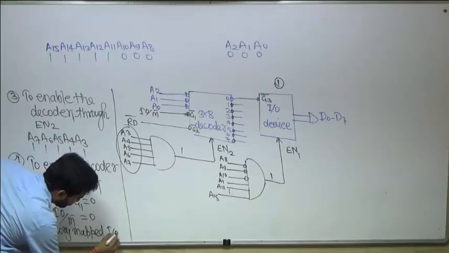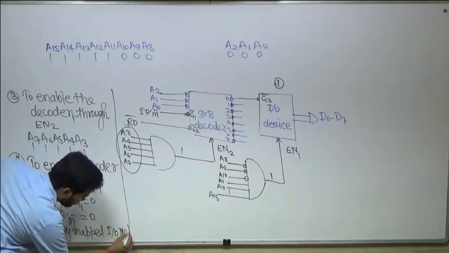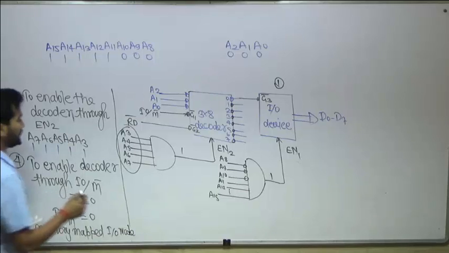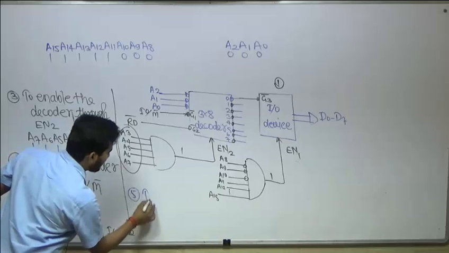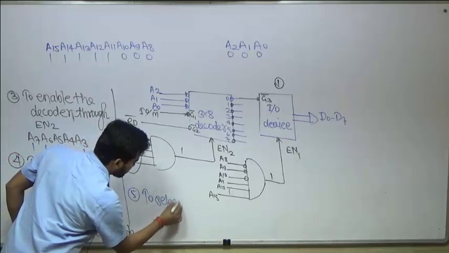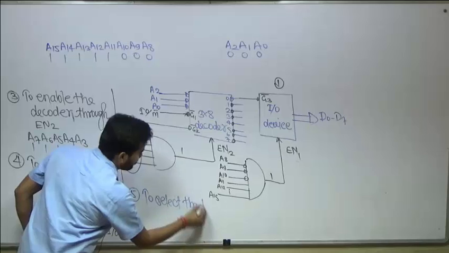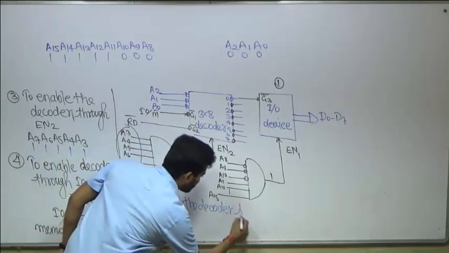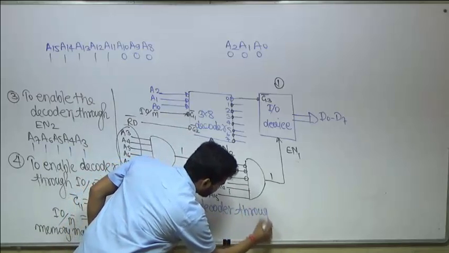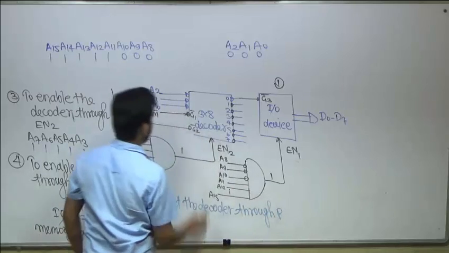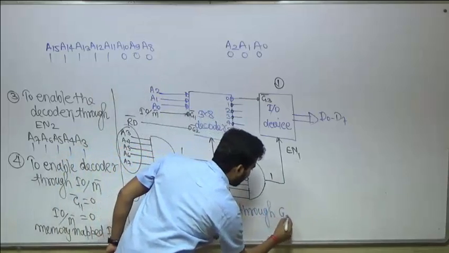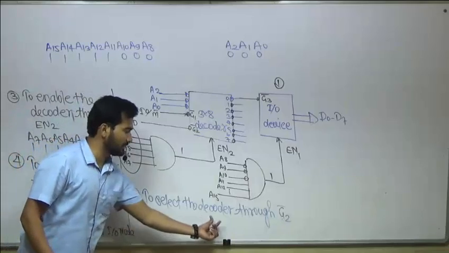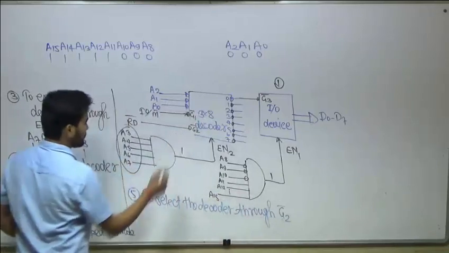Memory mapped IO mode. This is selected in memory mapped IO mode. Now the fifth is to select the decoder, or to enable the decoder, through G2 bar. If we want to enable the decoder through G2 bar, that means G2 bar should be 0.